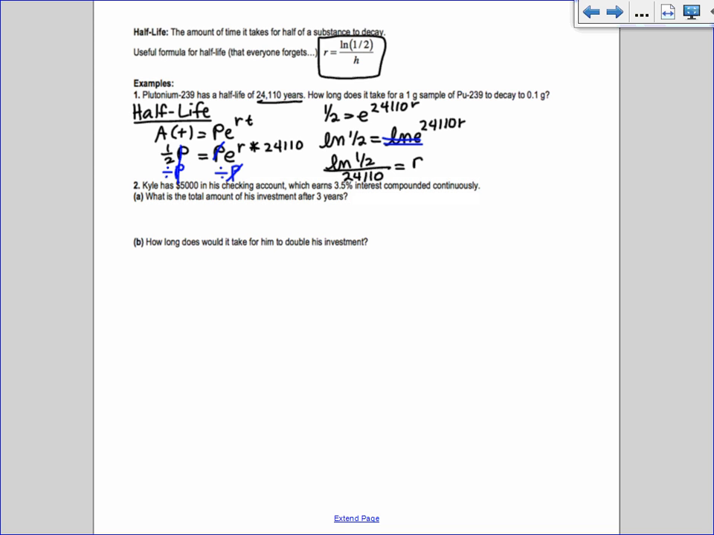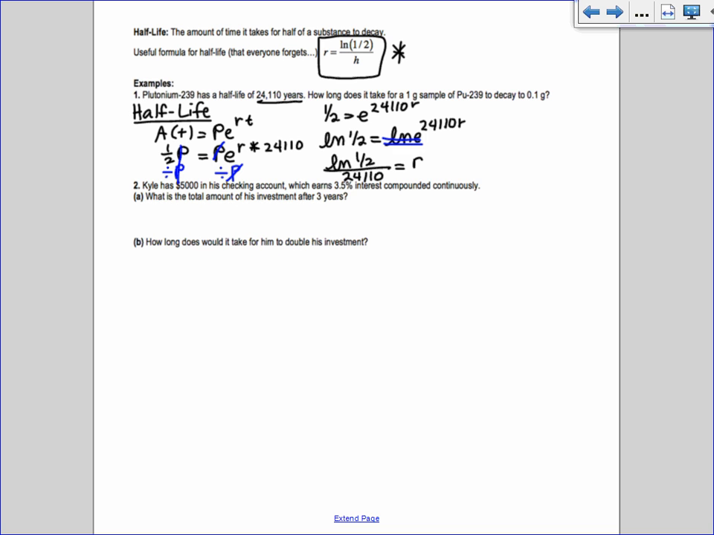So when I divide by 24,110, you're right, it does switch it to log form. Is that what you're saying? Like it's log base e though. Log base e of 1/2 equals 24,110 r. Okay, do you see that's the formula? That was right here. That's what we did. We did natural log of 1/2 divided by our half-life, 24,110, to get our rate.